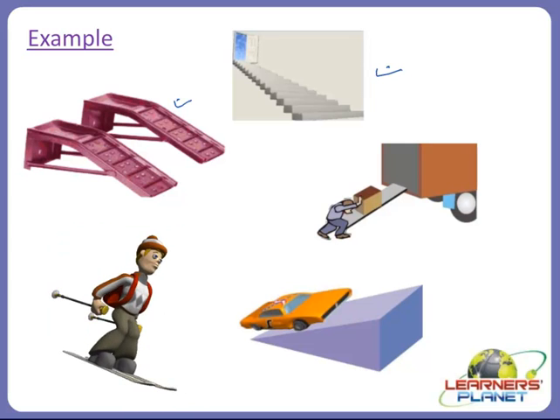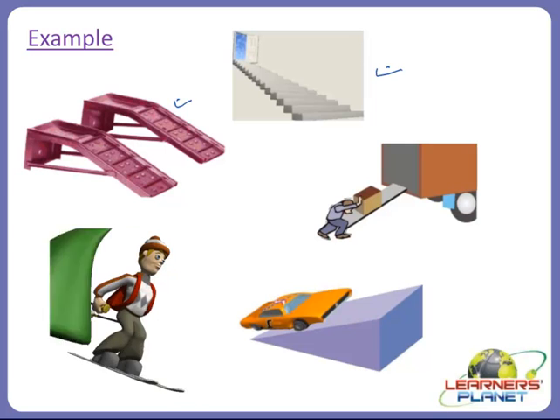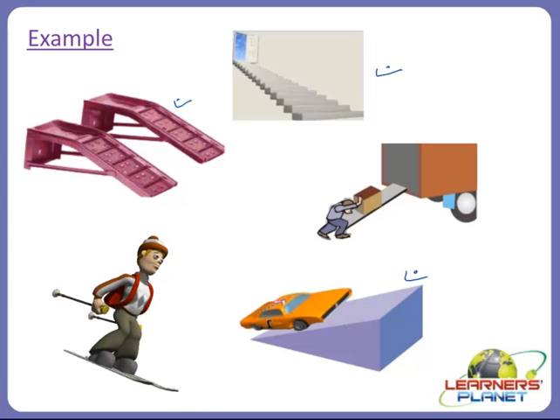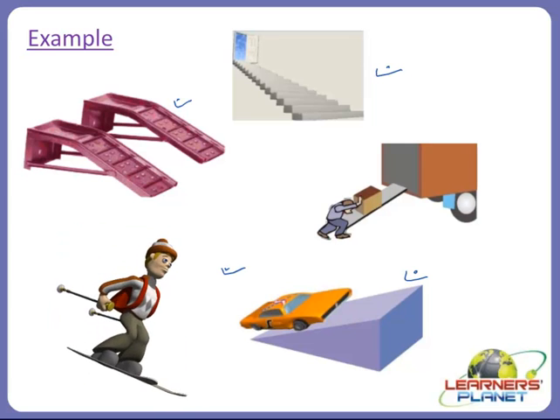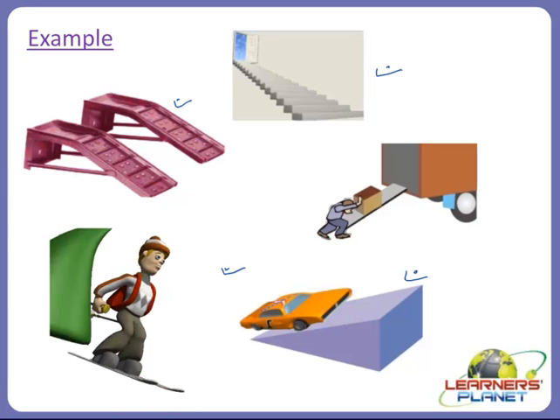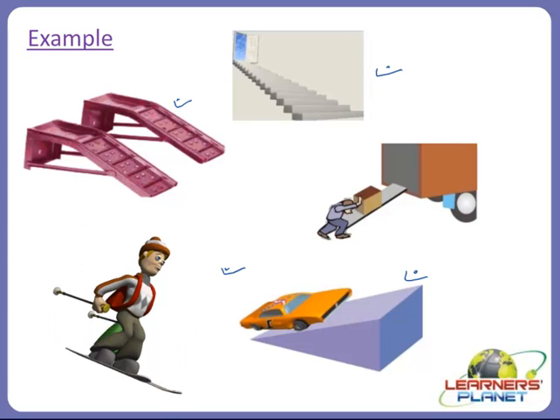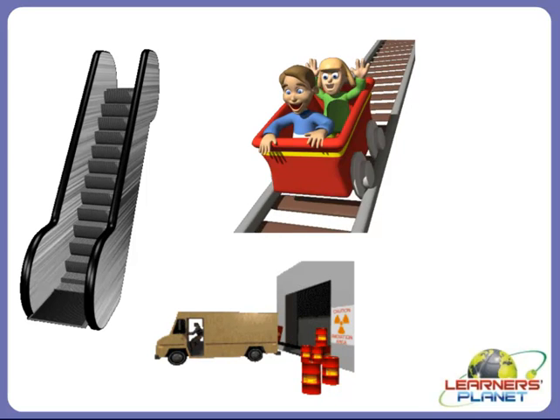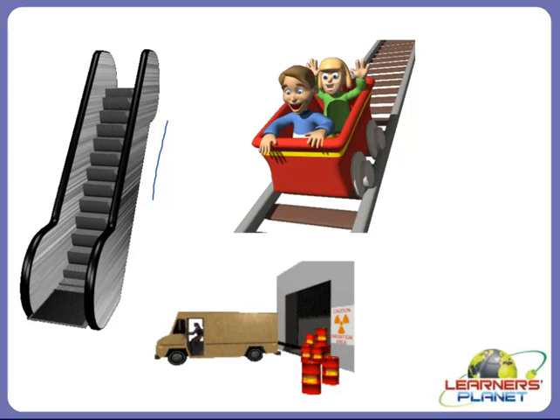Here you can see that a person is trying hard to push this heavier object into the truck. This is an example of a car parking ramp, right? Here also, skiing is a type of sport in which an inclined plane is used, right? So there are such examples like ramps, sloping roads, slides, then parking ramp. Even there are other examples too, like escalator. You can see here that this is also a type of inclined plane.